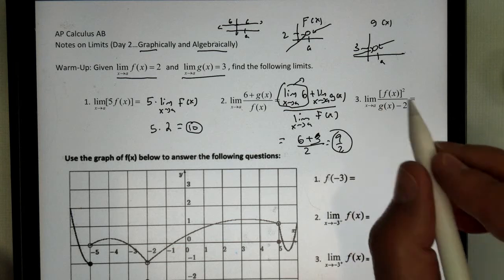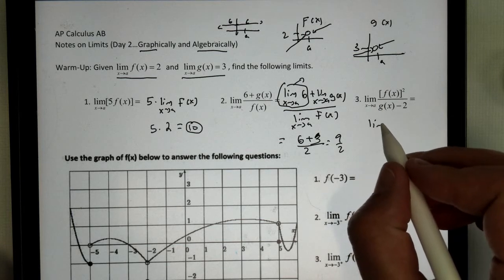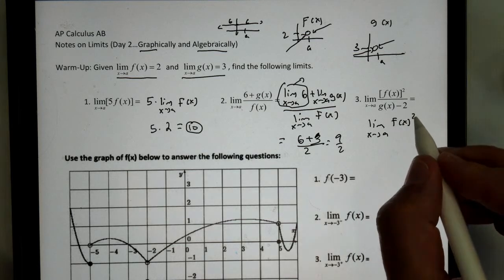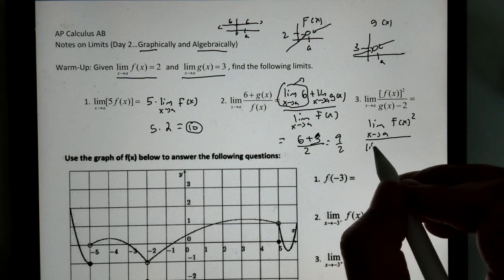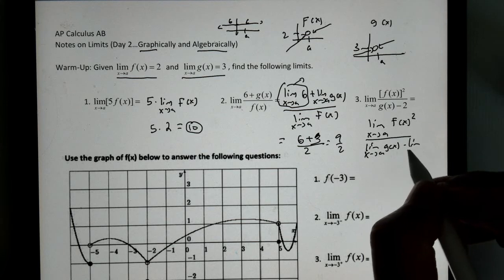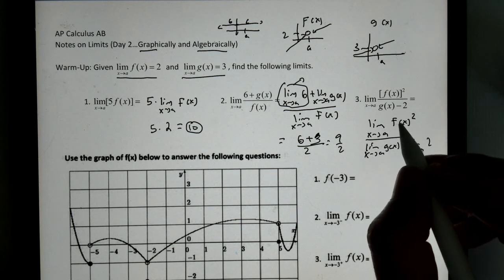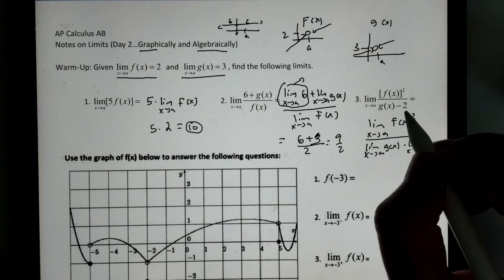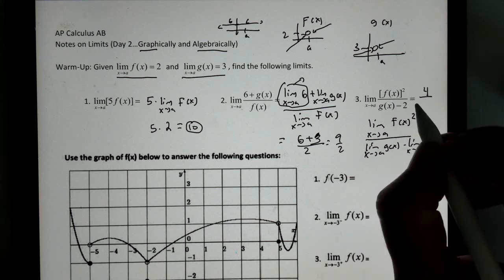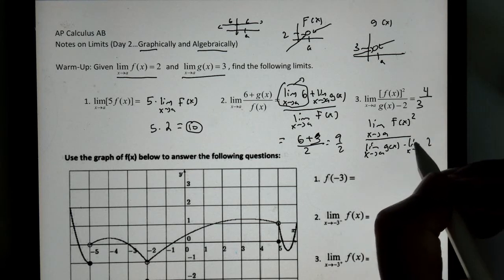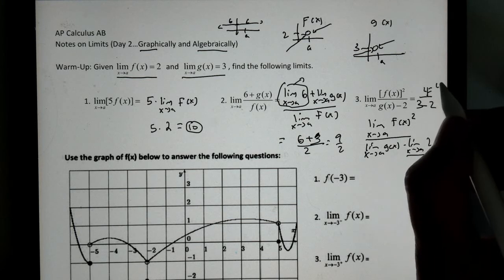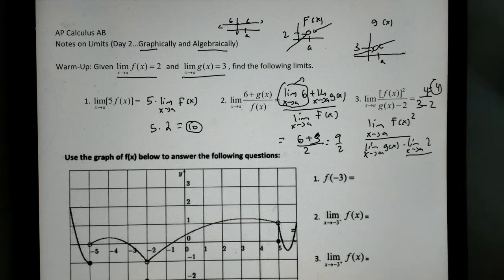Likewise, for part 3, if I'm going to square them, we would get the limit as x approaches a of f of x squared over the limit as x approaches a of g of x minus the limit as x approaches a of 2. So this is just squared. I'm just going to do that in my work up here, ran out of room here. This just becomes f squared, so it just becomes 4 over, we know g is just 3, and this is our constant rule, so minus 2. That's our constant. And if we simplify that, we just get the number 4. And there's our answers. Very easy to do.